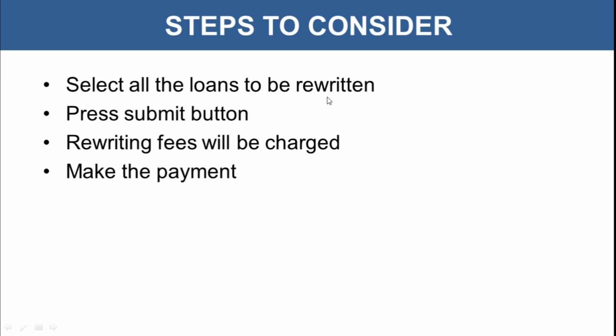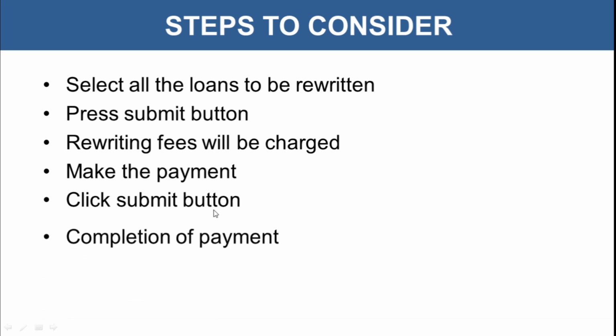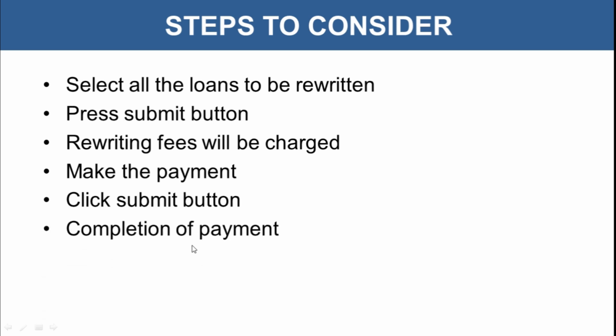So once you have selected all the loans, you have clicked on the next button and you have pressed the submit button, you will be charged a rewriting fee which would be 5,000 plus 18% GST. It can be additional if you have taken loans for different properties. Then make the payment. You will get multiple payment options: debit card, credit card, net banking, UPI, all would be available. So choose one as per your convenience and then make the payment. Once you have made the payment, click on the submit button. You will get a pop-up of completion of payment. Your transaction is successful. So you can also download the receipt of payment so that it can be used in future.